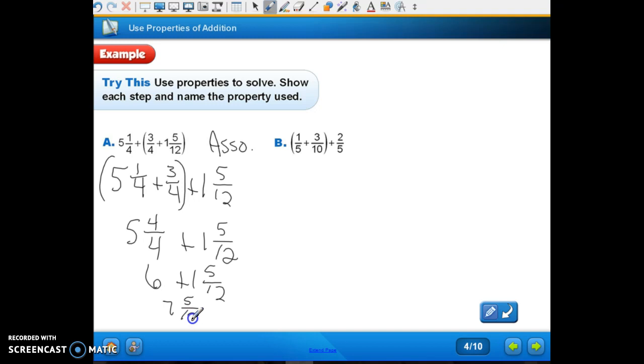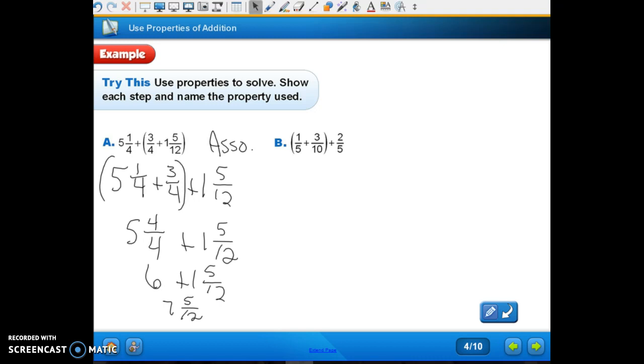So in this one, we didn't even have to change our denominators. Once we got that 4/4, we could change it to 1 and just add 1 to our 5 to get 6, and then add 1 to our 6 and get 7 and 5/12.